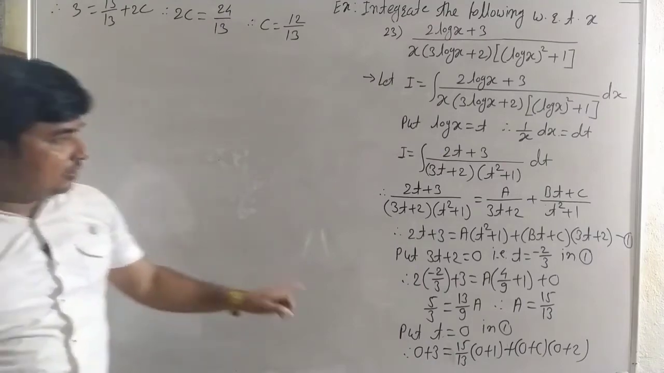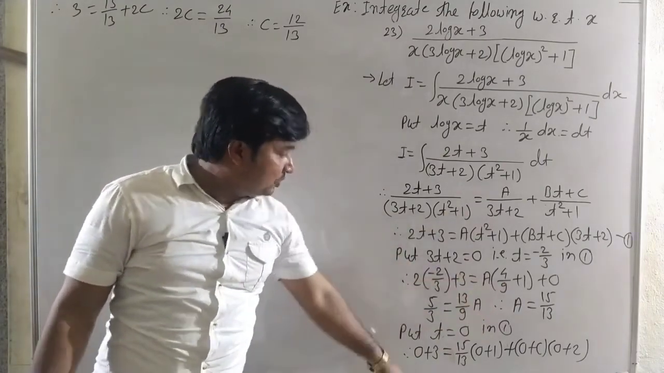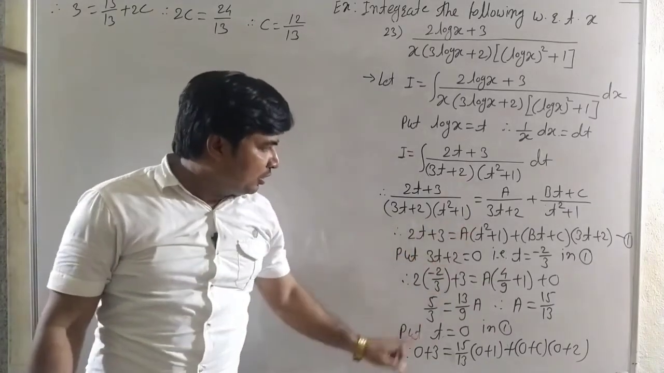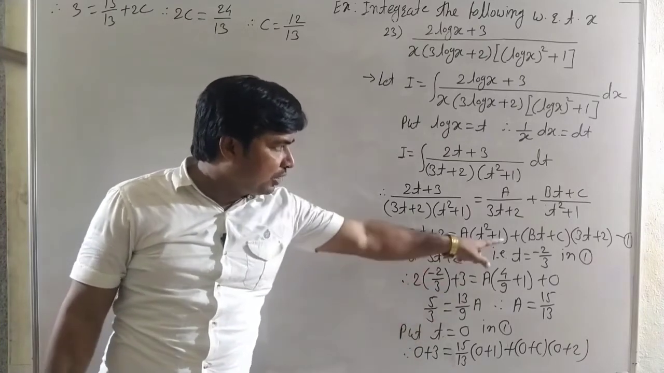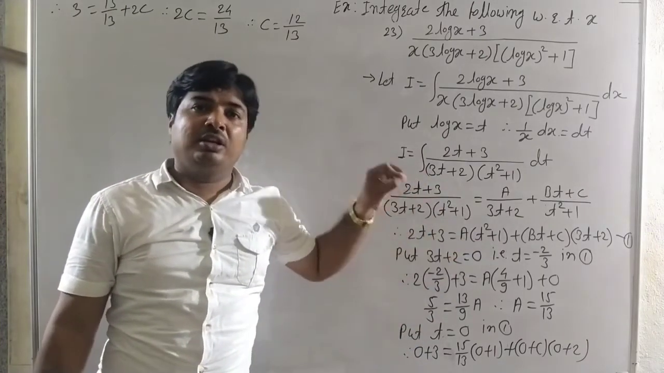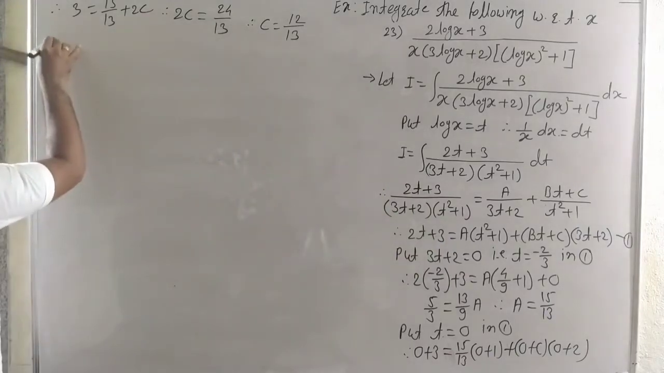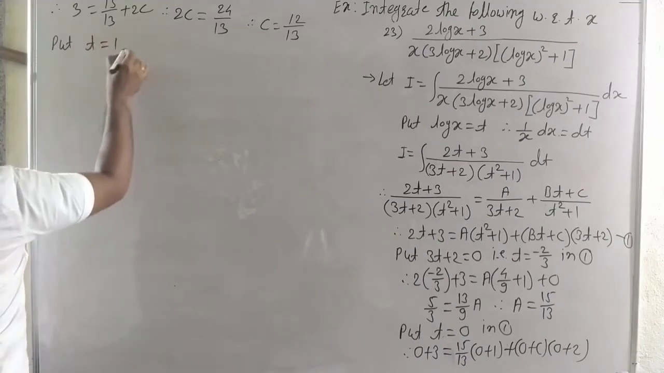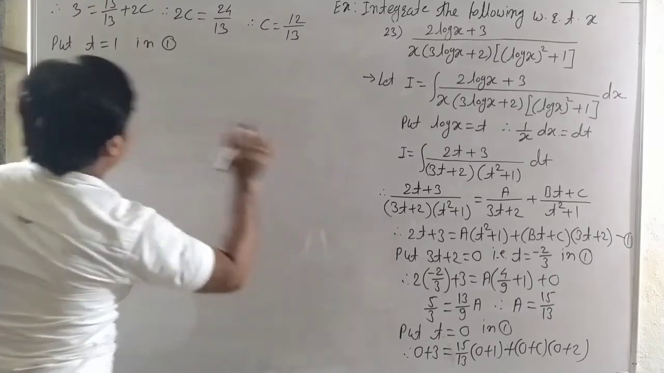Now we find the value of the remaining one, that is b. A we get 15 by 13, then c we get 12 by 13. Now to find the value of b, we put any real number other than 0 and minus 2 by 3. Here we put t equal to 1 in equation number 1.